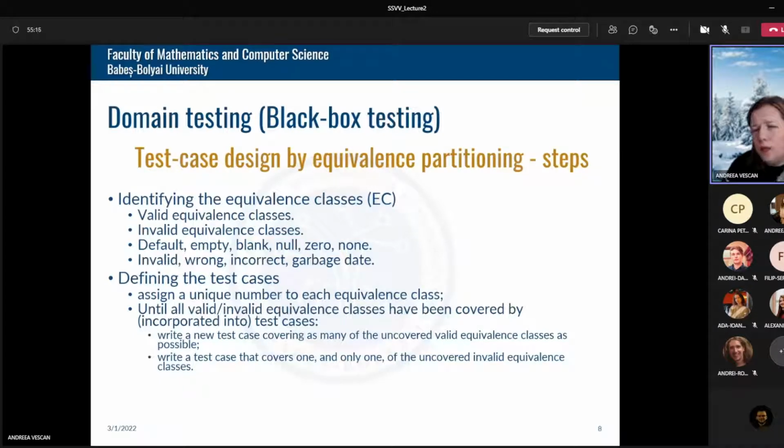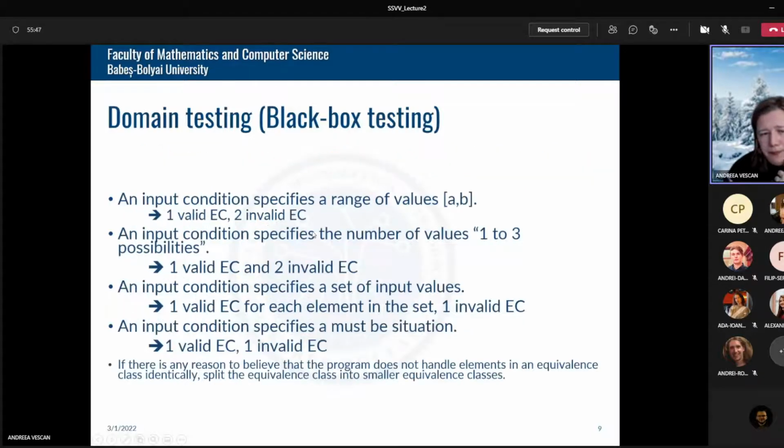Because we talked earlier about non-redundancy, and about not writing more test cases with the same behavior, when you select a test case, you select one that covers more of the valid equivalence classes, because you have to minimize the number of test cases. By minimizing the number of test cases, you minimize the execution time, and so on. However, for the invalid equivalence classes, you need to create one test case each, and only one.